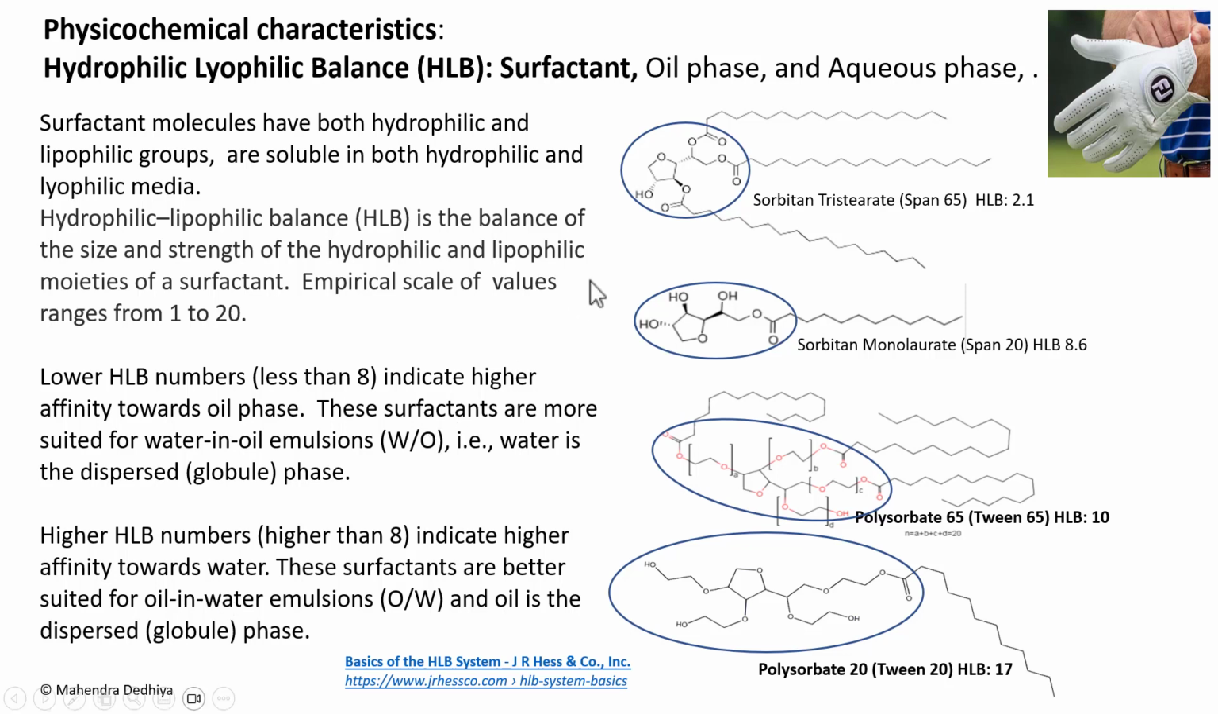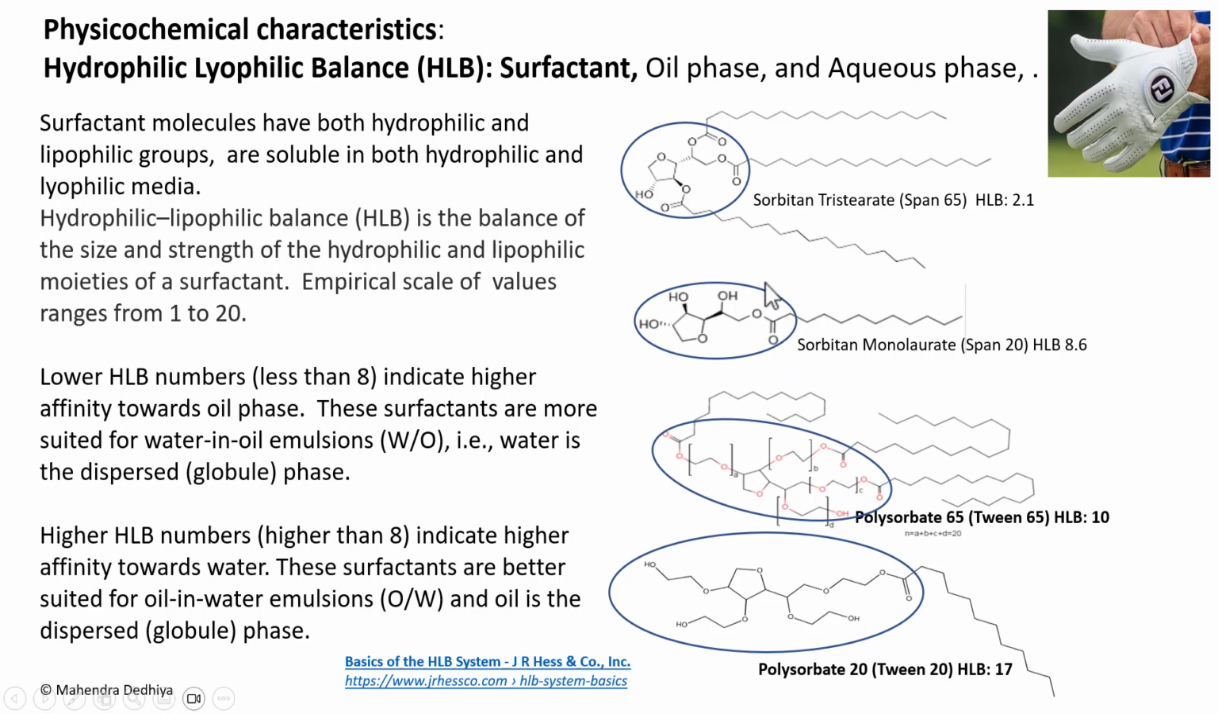Let's look at several surfactants of similar category. We'll compare SPAN and Tween. SPAN 65 has a molecular structure shown here. It has a hydrophilic group and 3 alkyl chains, giving it an HLB of 2.1. SPAN 65 is an oil-loving molecule. SPAN 65 is more suitable for water in oil emulsion.